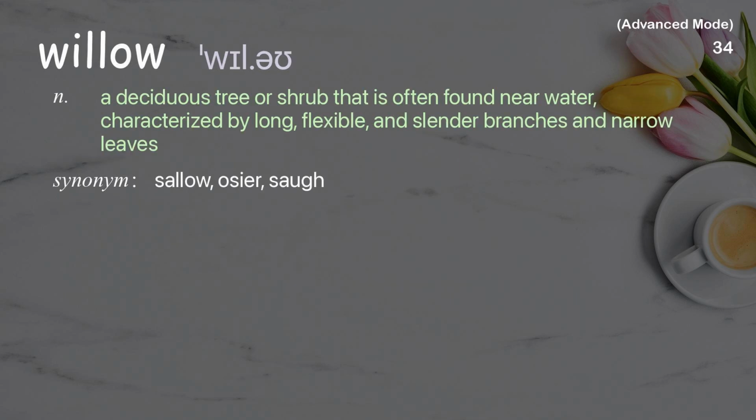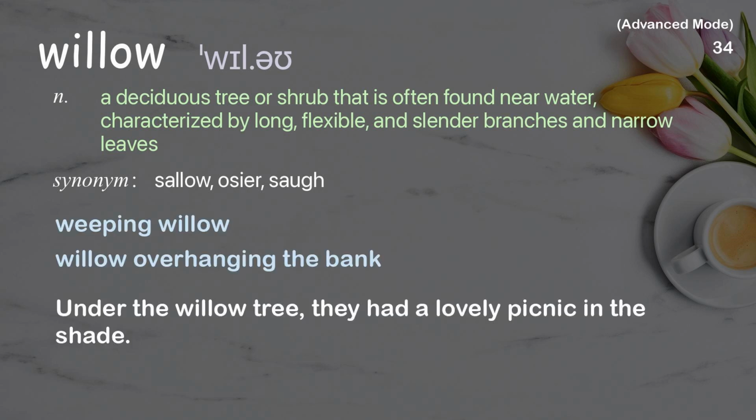Willow. A deciduous tree or shrub that is often found near water, characterized by long, flexible, and slender branches and narrow leaves. Examples: Weeping willow. Willow overhanging the bank. Under the willow tree, they had a lovely picnic in the shade.